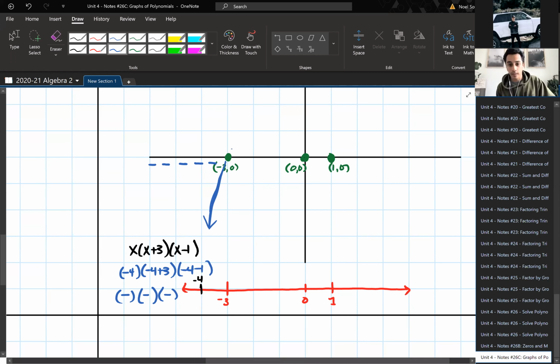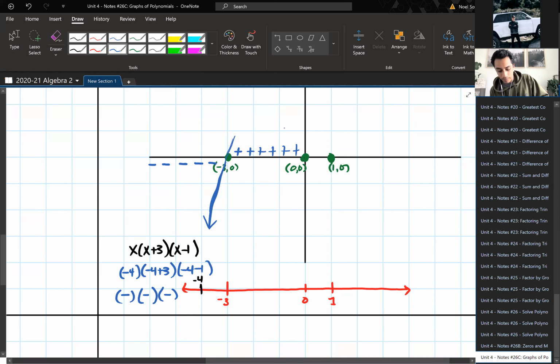-3 has a multiplicity of 1. What does that mean for us? What happens to the curve? It'll touch -3 and then it crosses. Correct. So then we know the curve should be above. So this means it switches back to positives up here. Okay. All right.